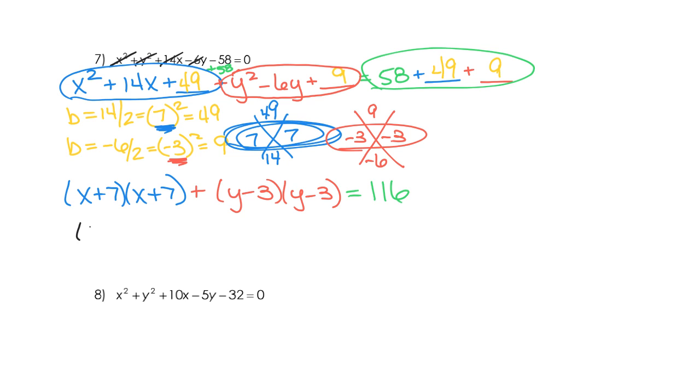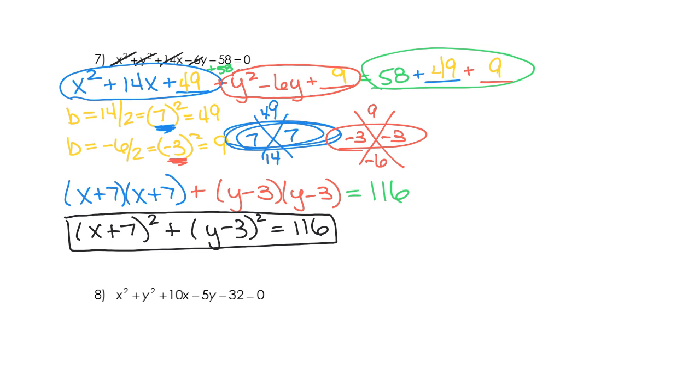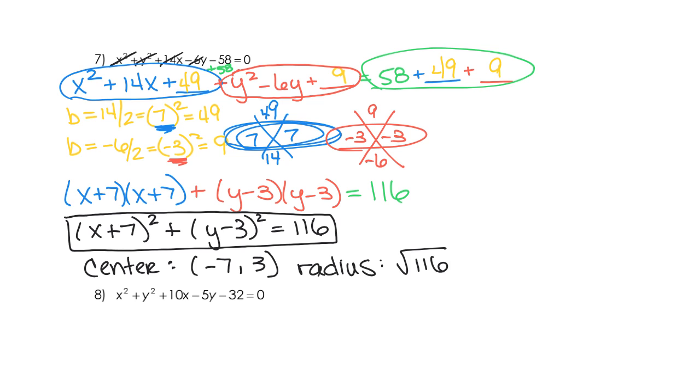We have one more step. We're going to rewrite this as x plus 7 all squared plus y minus 3 all squared equal to 116. Okay, and now we have entered center radius form. And so now we can go ahead and tell us that the center of our circle is negative 7, positive 3, and that the radius of our circle is the square root of 116.